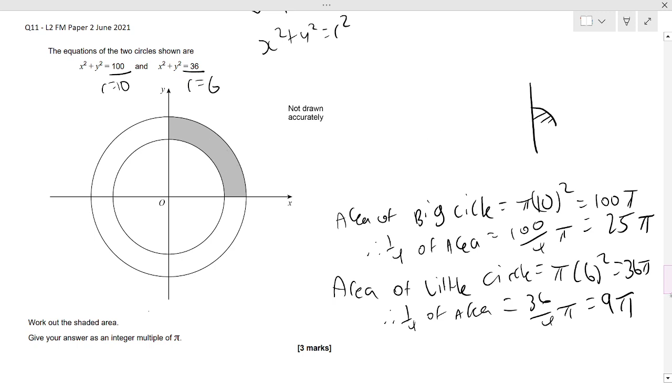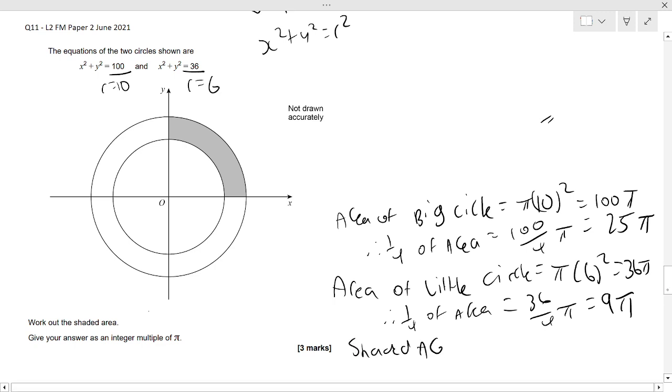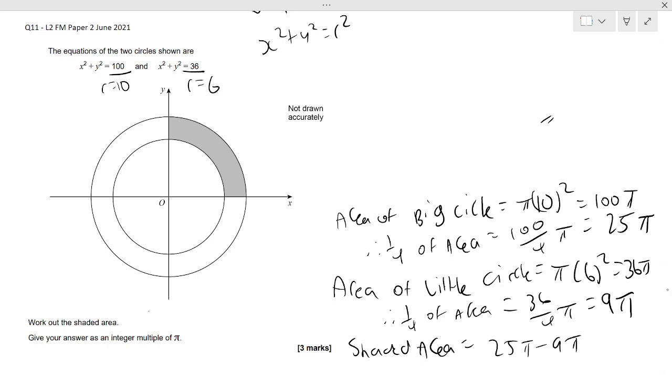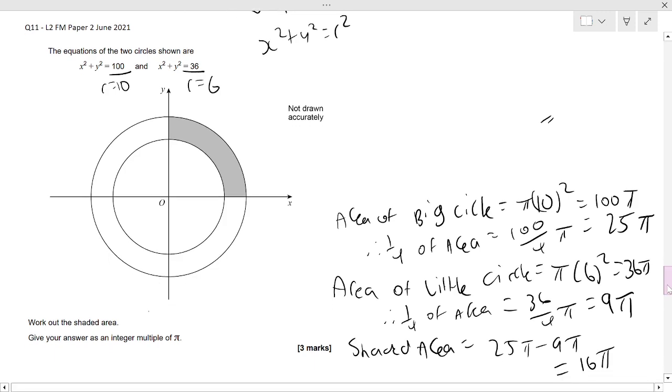Cool. Okay, so then the shaded region or shaded area is going to be 25 pi minus 9 pi, which will be 16 pi, and that should be your answer. Cool.